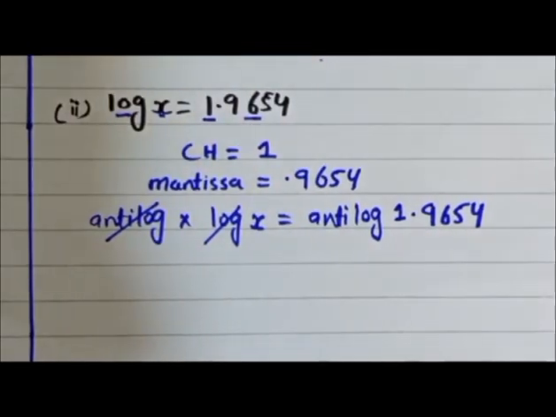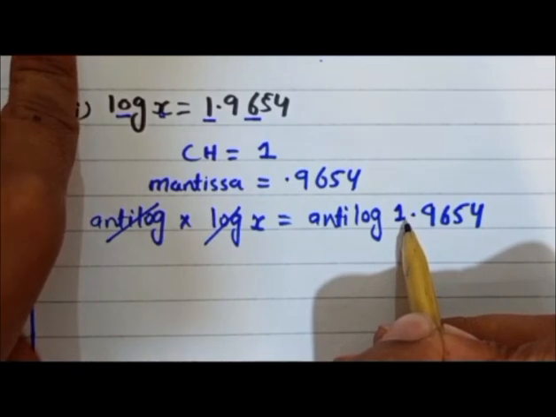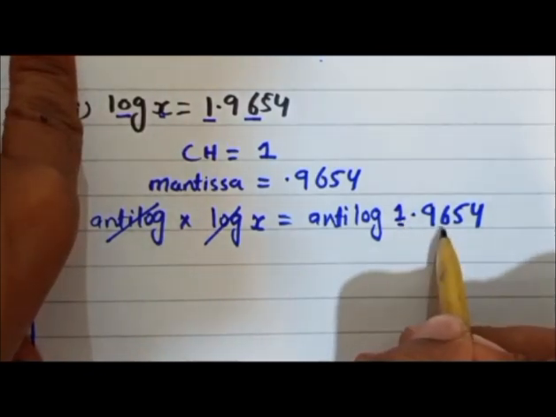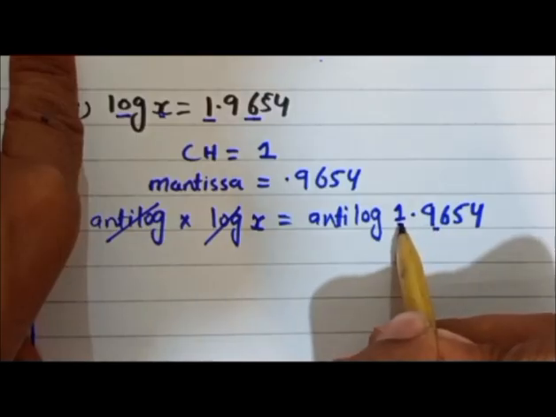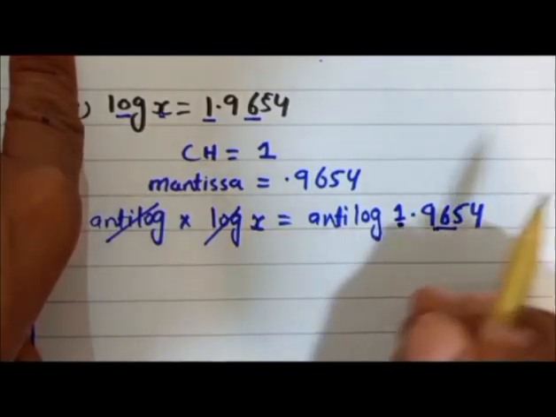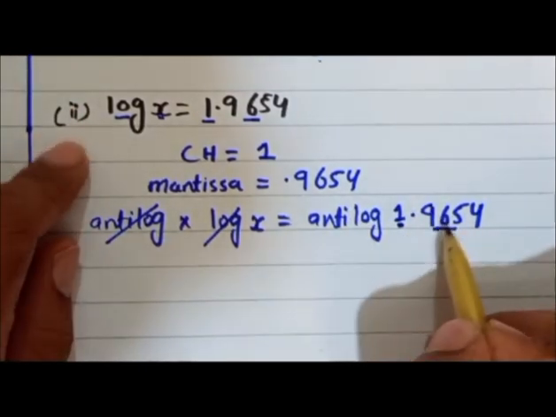So I already told you, for finding the anti-log of a number, you will ignore its characteristic and depend upon the mantissa only. So let's come towards this anti-log.